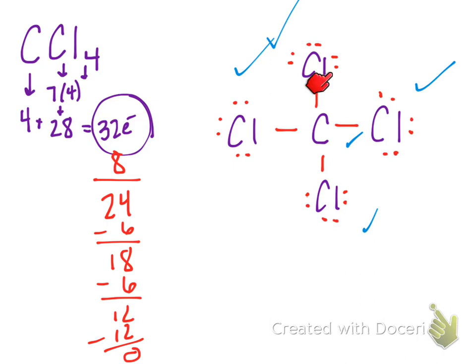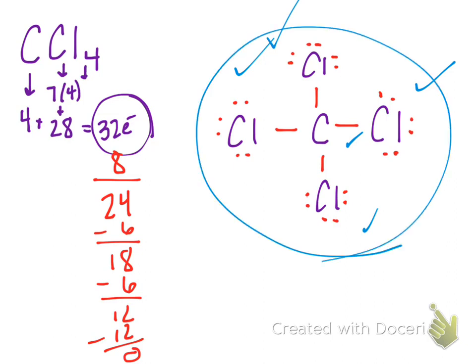Now we count total electrons. 2, 4, 6, 8, 10, 12, 14, 16, 18, 20, 22, 24, 26, 28, 30, 32. So that is a good Lewis structure. All my atoms have complete octets. I used the right number. Okay.